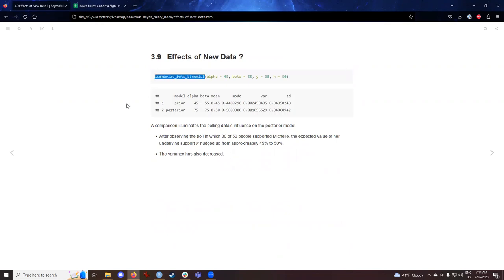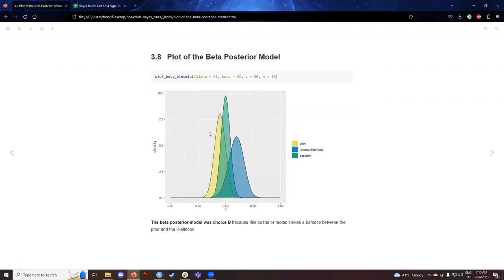The Bayes rules package also has the summarize beta binomial function with the prior parameters and the new information proportion. And we observe that in this scenario about election support for Michelle, the mean has increased from 45% to 50%. And we could also observe that the variance has decreased in size. Let me just say that again. What's the picture on the screen? From the yellow to the green, the mean has increased from 45% to 50%. From the yellow to the green, from the prior to the posterior, the variance has decreased.